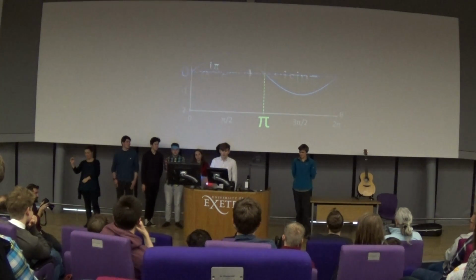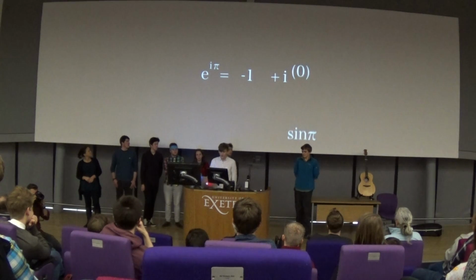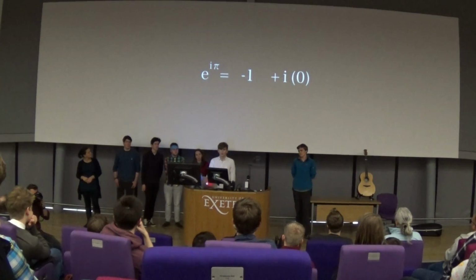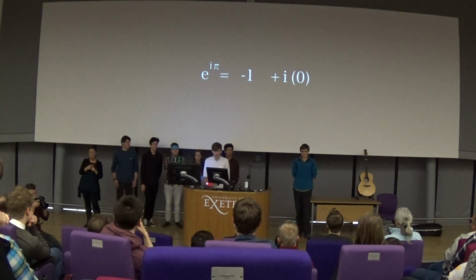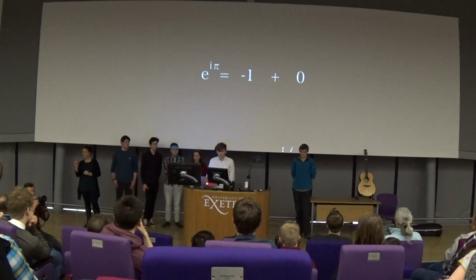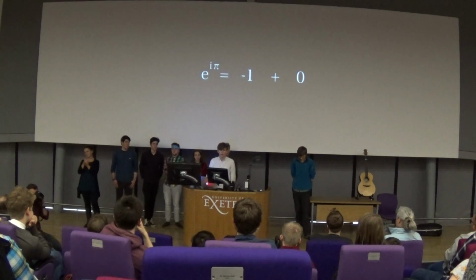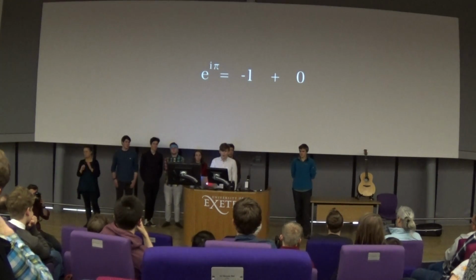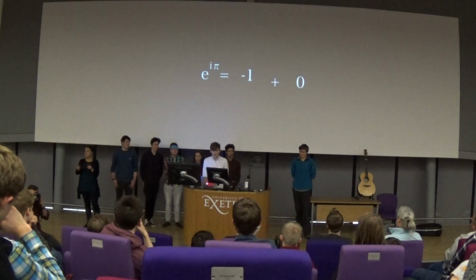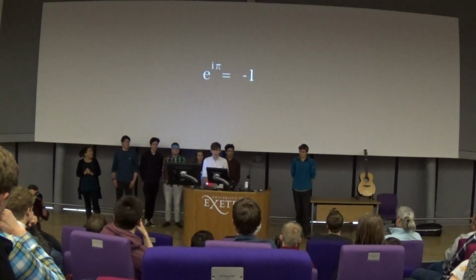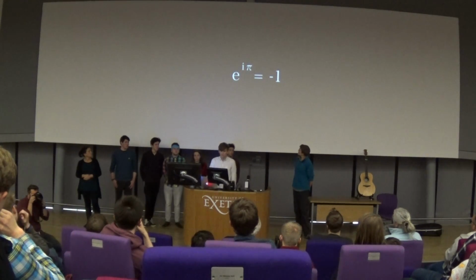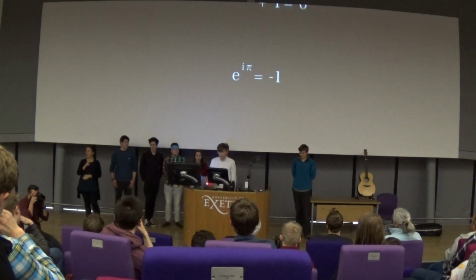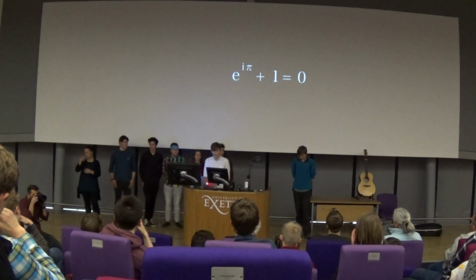We can then substitute that in, and anything multiplied by 0 is 0, so we drop the imaginary component and make it 0. And of course, if you add 0 to anything, it's still the same thing, so you can drop that. And this gives us one form of Euler's identity, but it's more popularly seen as e to the i pi plus 1 equals 0.